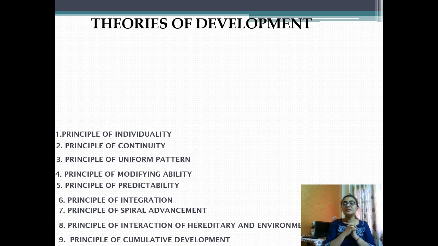Fourth is the principle of modifying ability, which means we can modify the development process either by education or by proper counseling. For example, there are two kids, right? One is going to school, the other is not going to school. One is educated, the other is not educated. There will be different kinds of development in both kids, right? But yes, if we put the uneducated child inside the school, maybe he will improve. We can give direction to his development, right?